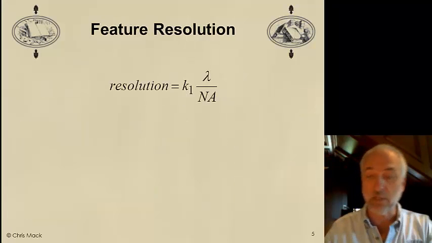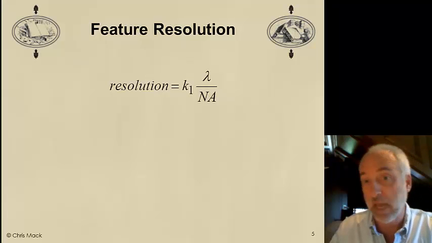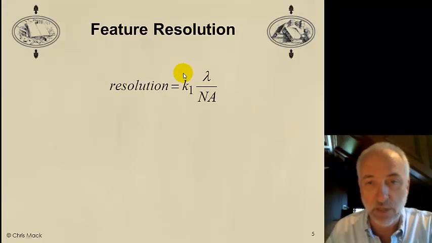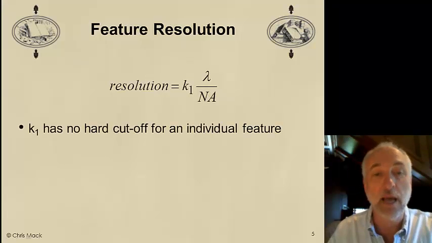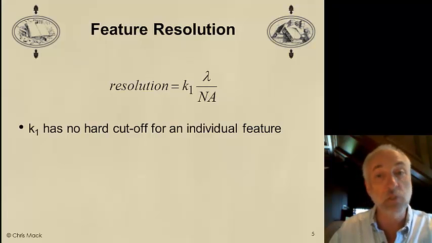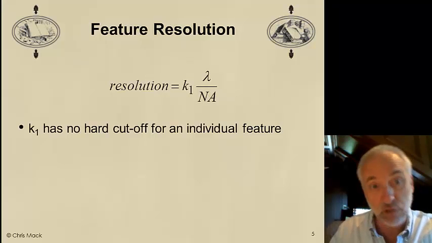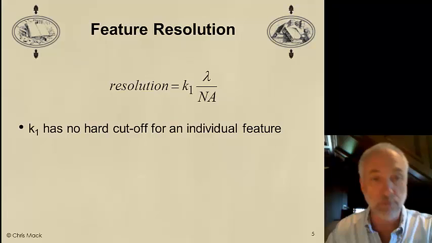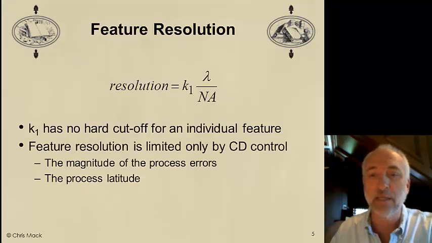The feature resolution, on the other hand, is a little bit different. Now, the resolution is equal to K1 lambda over NA. This is our scaling equation. K1 is the scaled feature resolution. But unlike the pitch resolution, there's no hard cutoff for an individual feature. We can make K1 smaller and smaller and smaller. And as we do, it gets harder and harder and harder to control the feature that we're trying to print. The feature resolution, then, is limited only by CD control.